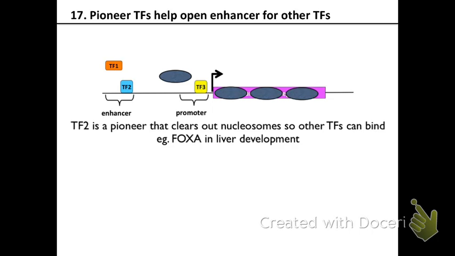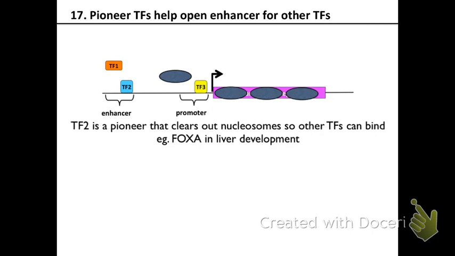Now that when it does that, it allows other transcription factors, such as transcription factor 1, to now come and bind to this enhancer. Okay? So in this case, in this example, TF2 is a pioneer factor that clears out the nucleosomes so that the other transcription factors can bind.